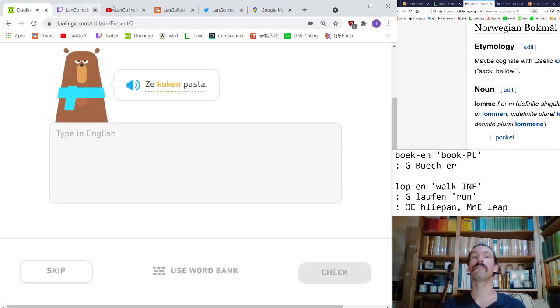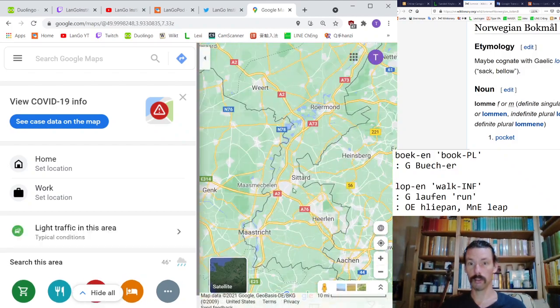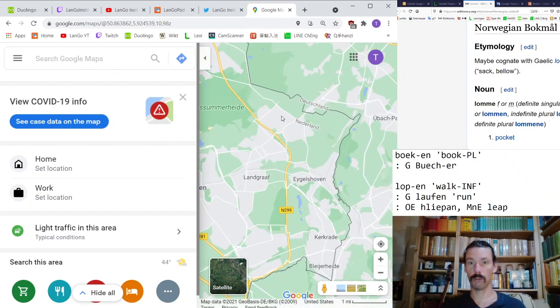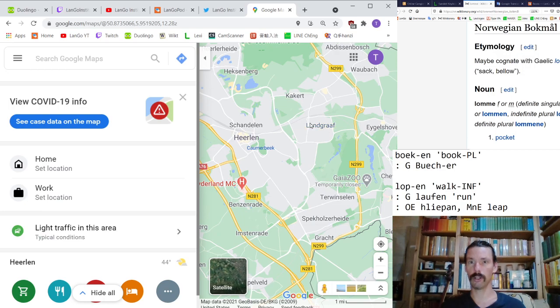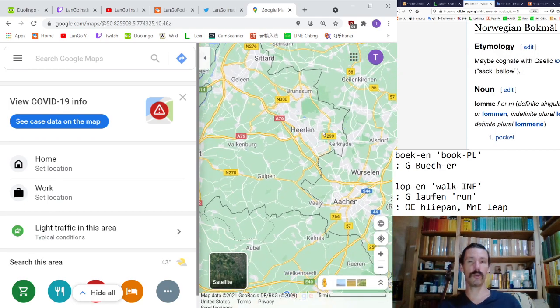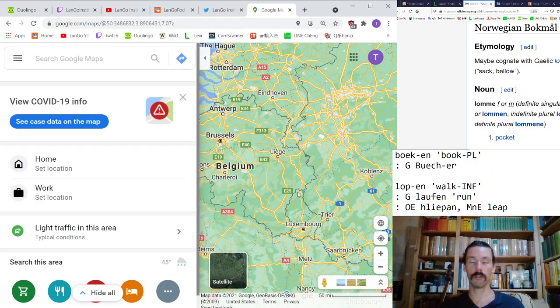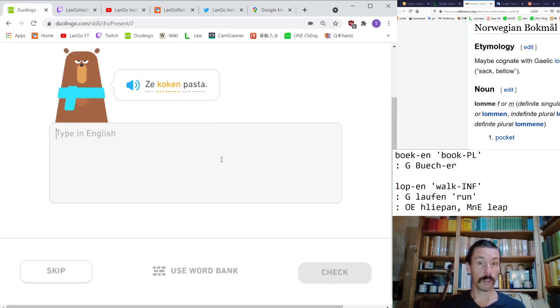Ze koken pasta. We lived in the Netherlands, again in the south, in this region. Let's see, Heerlen was close by. We were real close to the German borders, and Landgraaf, this area. Heerlen, yeah, so I think out in here is where we lived when I was about 3 to 6 years old, a little southern spur of the Netherlands, which is where this is spoken that we're learning now. Ze koken pasta. Ze is the weak form, they cook.